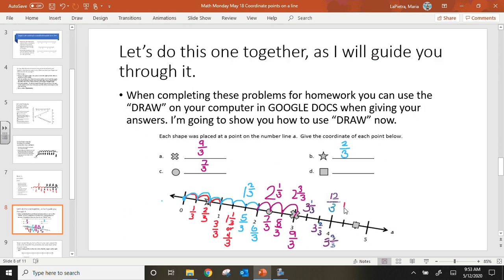12/3. We could say 13 over 3 for the next one. Oops, let me fix that for you. There you go. 14 over 3. 15 over 3, and we all know 15 over 3 equals 5. Okay, so our square will be 14 over 3. We could have had 3 and 1/3. 3 and 2/3 would be 14 over 3. You know that these are improper fractions, and if you divided them out, yes, you would get this mixed number. Okay.